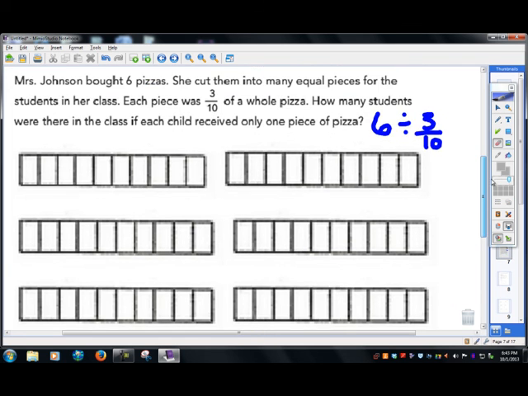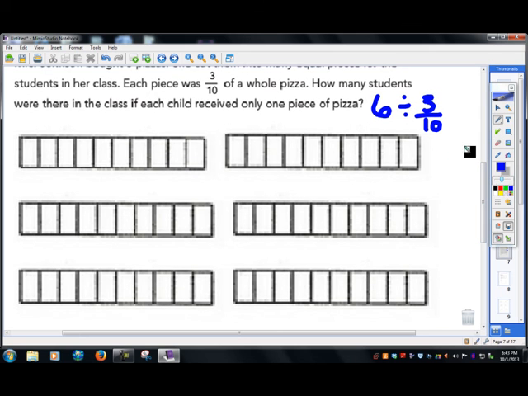Now let's go up and model it and see if we can find the answer using the modeling. Okay? So let's ask the question, guys. You've got to start asking the question every time. How many groups of 3/10 are there in 6? Now you can see we already have modeled the wholes, 6 wholes. So each one of these represents a pizza. Okay? So we are looking for groups of 3.